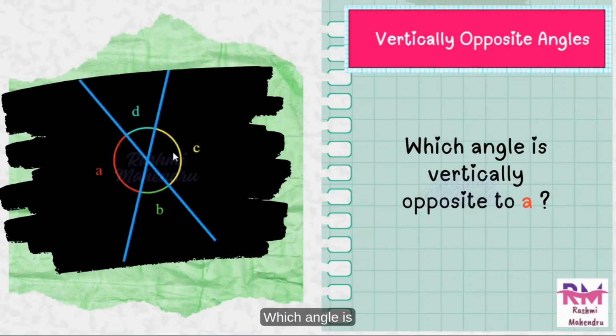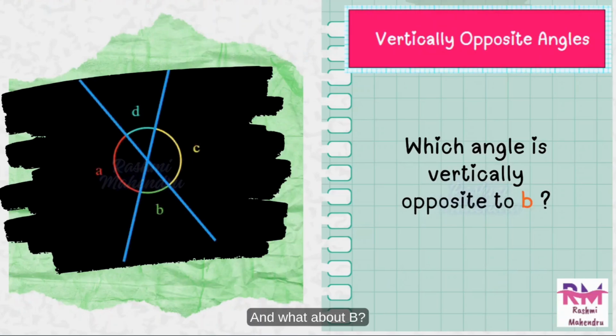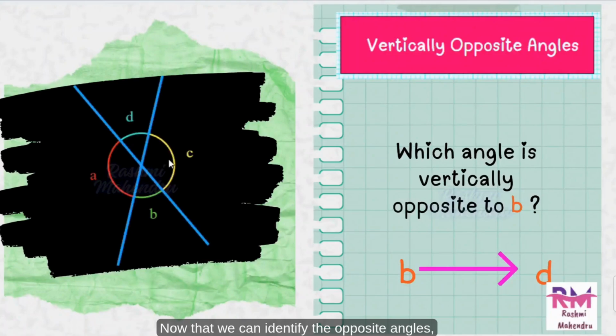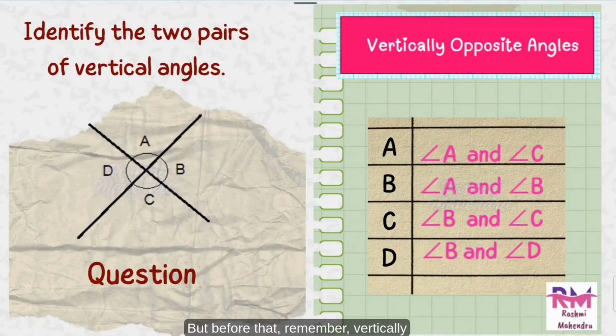Which angle is vertically opposite to A? Examine closely. Yes, is it C? Absolutely correct. C is placed vertically opposite to A. And what about B? Which angle is vertically opposite to B? It is D. Perfect. Now that we can identify the opposite angles, let's see the kind of questions that can be asked. But before that, remember, vertically opposite angles are sometimes referred to as vertical angles.